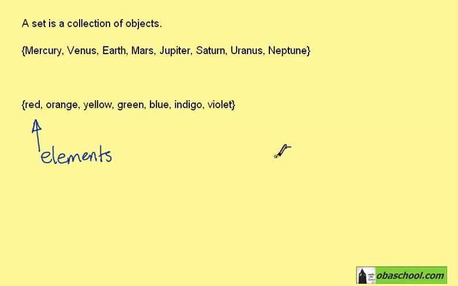There's a symbol which is written like this that means belongs to. We could say that orange belongs to the set colors of the rainbow.